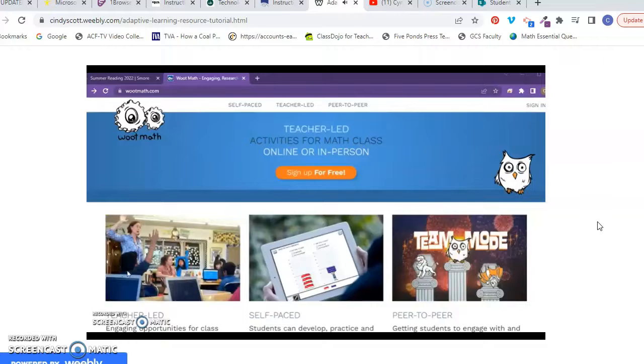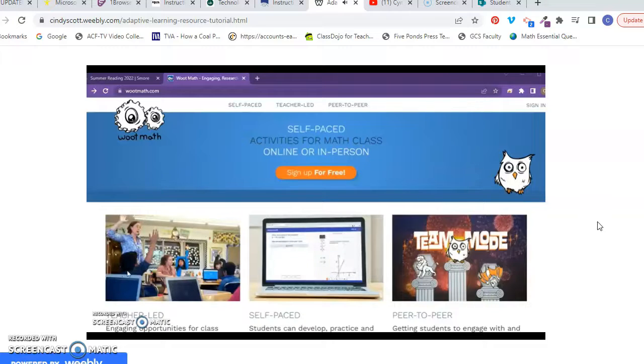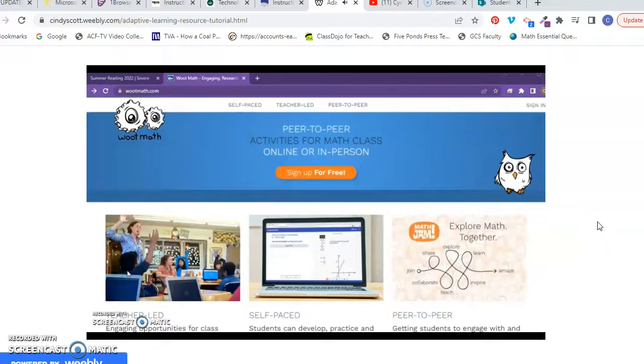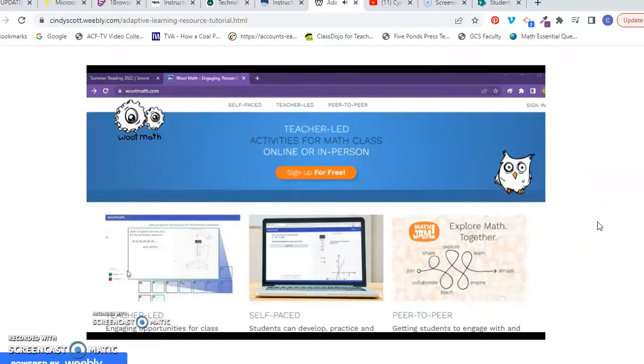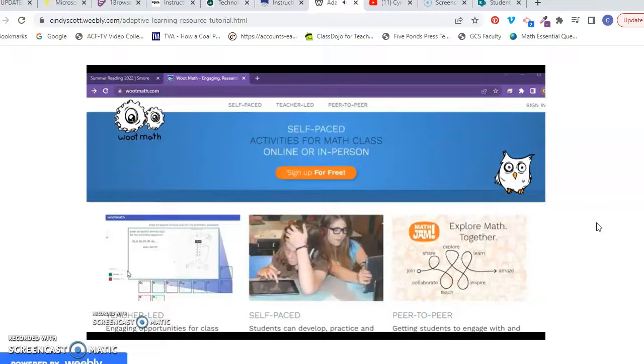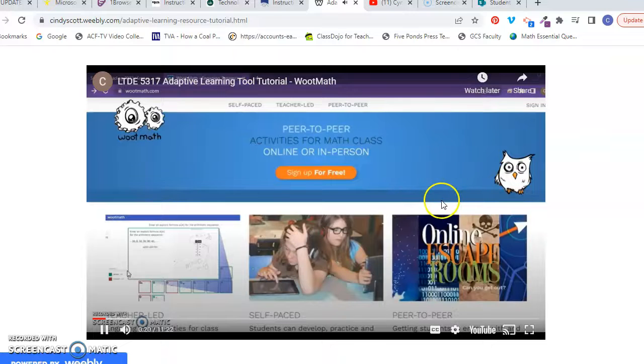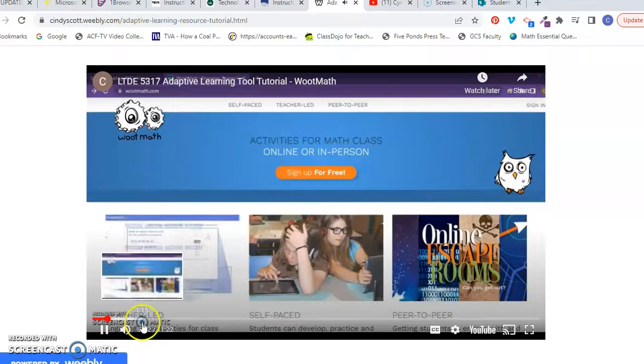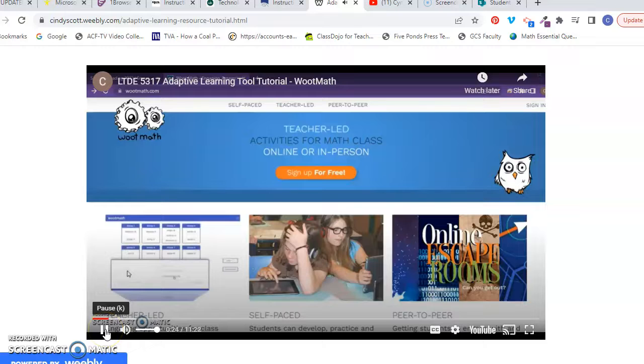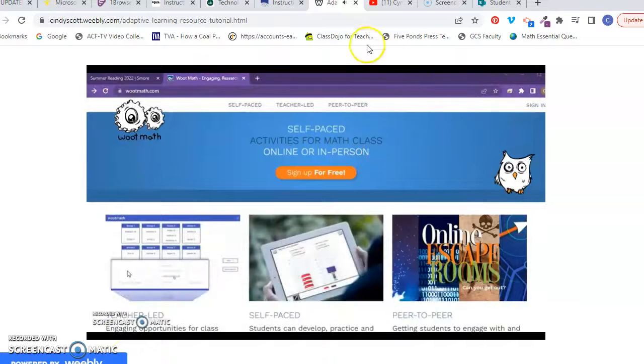And it is only in the areas of fractions, decimals, and percents. But that's a huge portion of a 4th grader's math year. And I just loved this site and thought that it was really, really helpful. So love that.